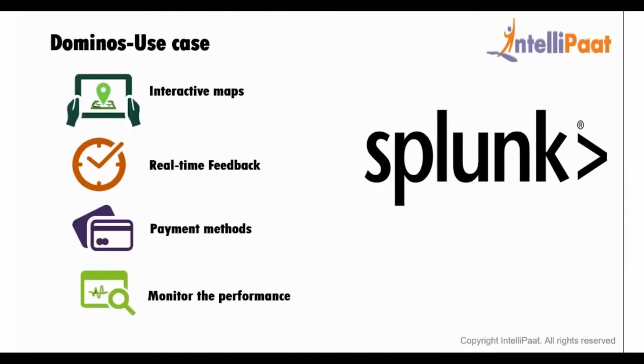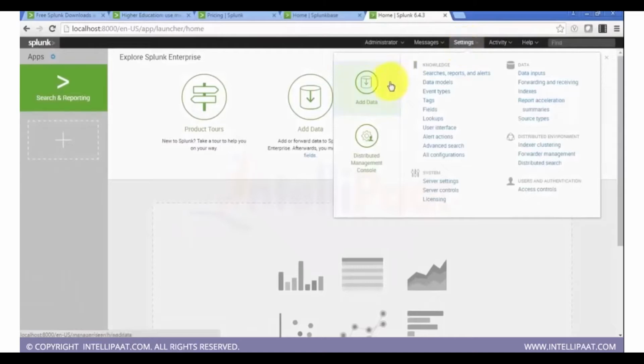Now, let us look at the hands-on exercise where we learn how to add data in the Splunk tool. To do that, we would have to log into the Splunk administration. In settings, you see there are two options. One is add data, which obviously helps us to add data and also to monitor local and remote resources. Then we have the DMC, or Distributed Management Console, about which we'll talk in detail later on.